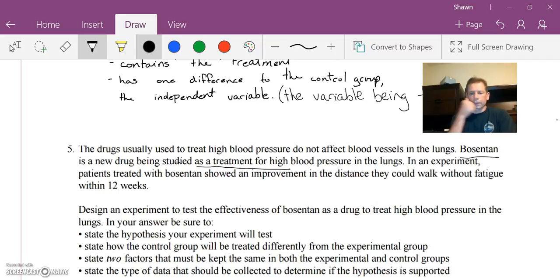State the type of data that should be collected to determine if your hypothesis is supported. Well, if you're going to be measuring fatigue rates, you're going to be measuring their distance that these patients could walk. If you were to measure blood pressure, that could be another factor that you would be able to collect to see if this drug was meeting the needs of the patients or making a difference. So the type of data could be, like I said, distance that they walked, or blood pressure, whatever your hypothesis was based on this experiment. Okay, so those are some controlled experiments. Let's take a look at the next one.